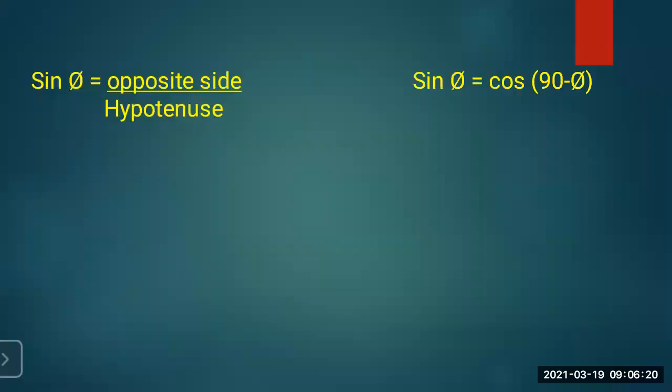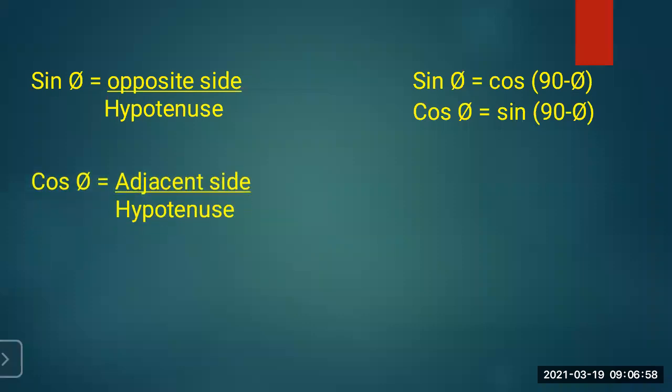Next is the relation between sine theta and cos theta. That is, sine theta is equal to cos of 90 minus theta, and vice versa, that is, cos theta is equal to sine of 90 minus theta. So this is the relationship between sine theta and cos theta. If sine theta is given, then cos theta will be of 90 minus theta. Why? Because theta means we don't know the exact measure. And vice versa, cos theta is equal to sine 90 minus theta.